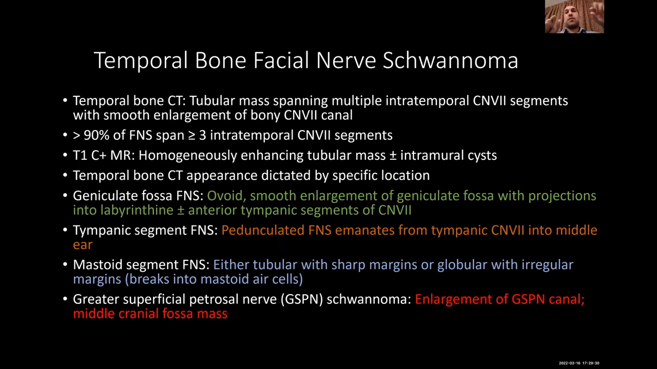According to every anatomical structure, any lesion involving the facial nerve will have a shape which adapts to the surrounding structures. In the geniculate fossa it will be ovoid, with smooth enlargement of the geniculate fossa, with projections into the labyrinthine and the anterior tympanic segment of cranial nerve 7. The tympanic segment is pedunculated. In the mastoid segment, it will be tubular with sharp margins, or globular with irregular margins. In the greater superficial petrosal nerve, there is enlargement of the canal, presenting as a middle cranial fossa mass.